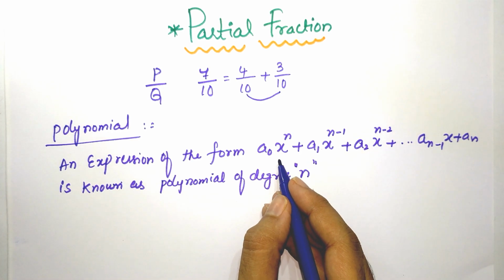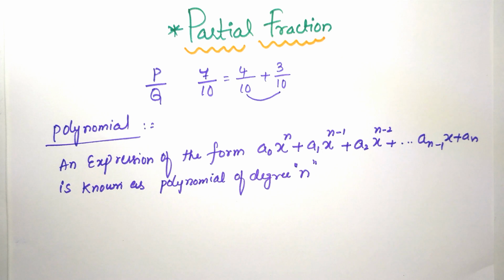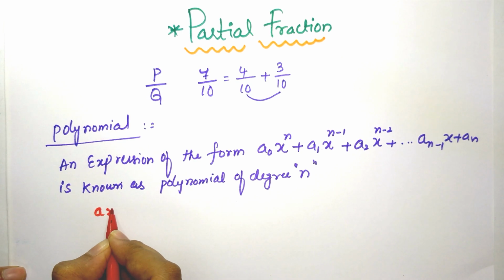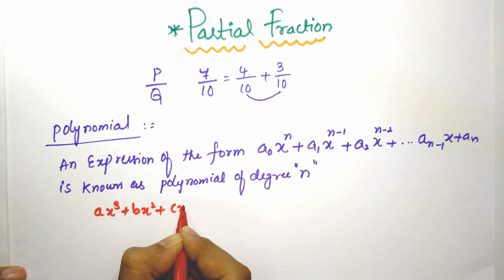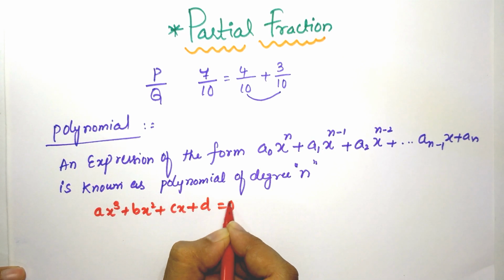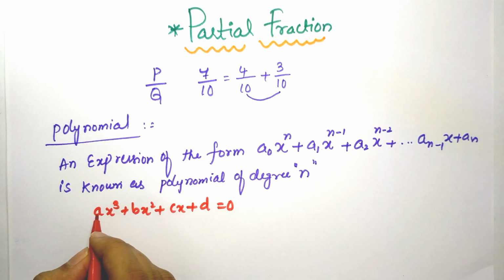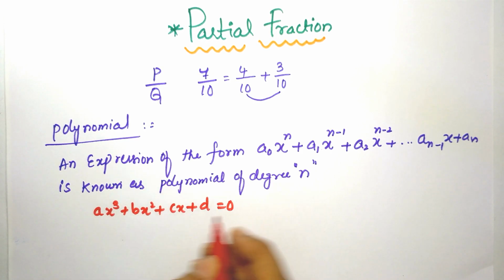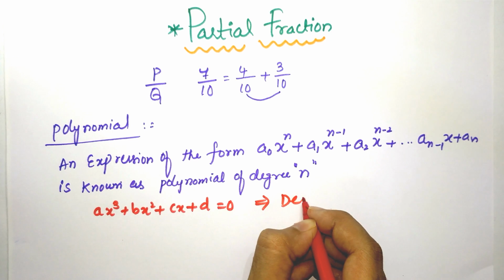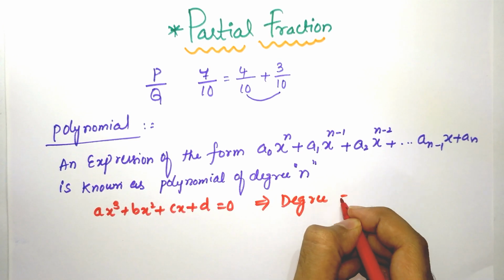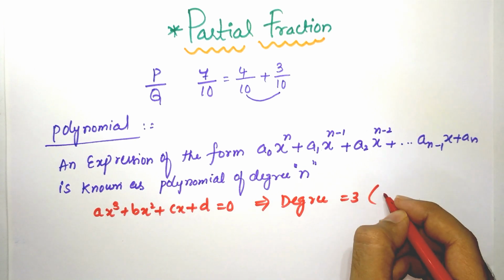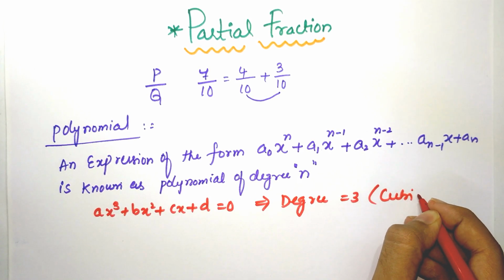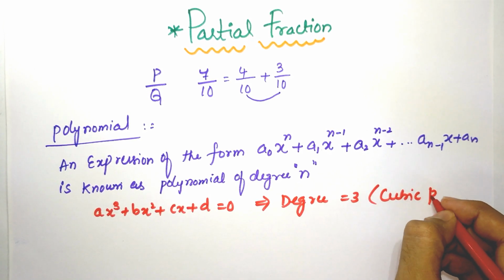So depending on the degree, we have three types of polynomials. For example, ax cube plus bx square plus cx plus d is equal to 0. As you can see, the highest power of this equation is 3, so the degree of this is 3. If the degree of the polynomial is 3, we call this a cubic polynomial.